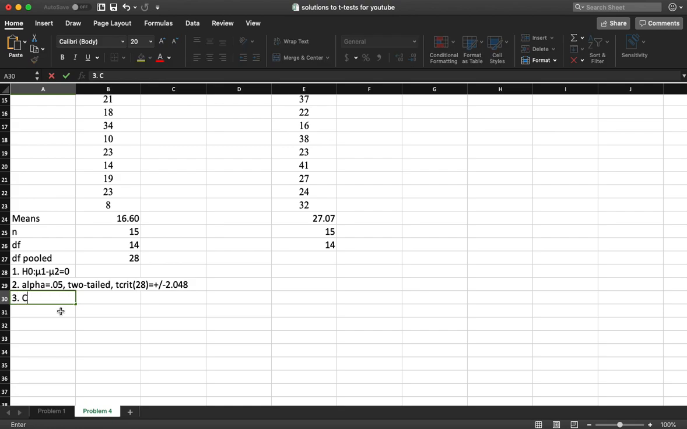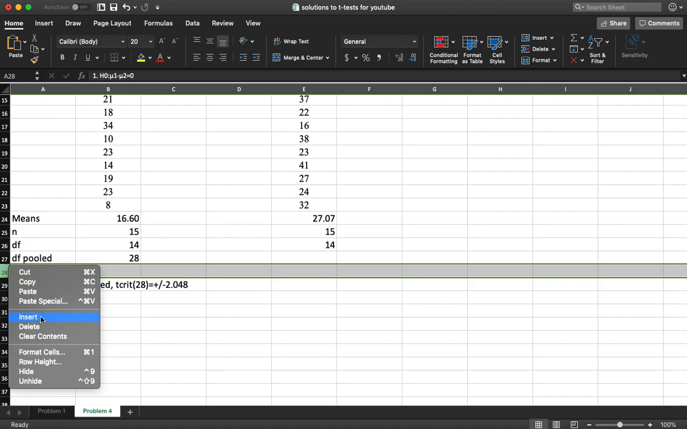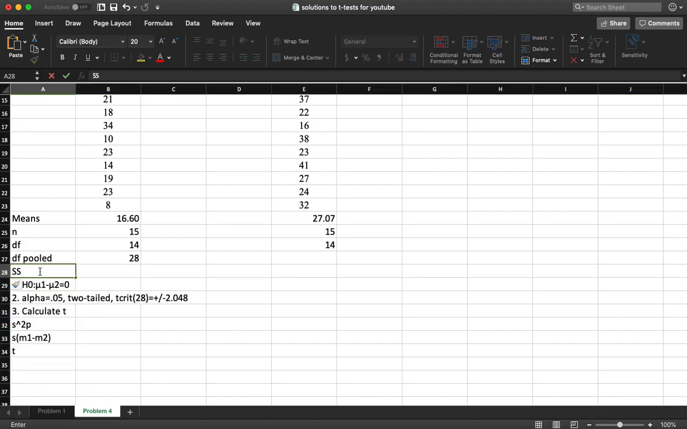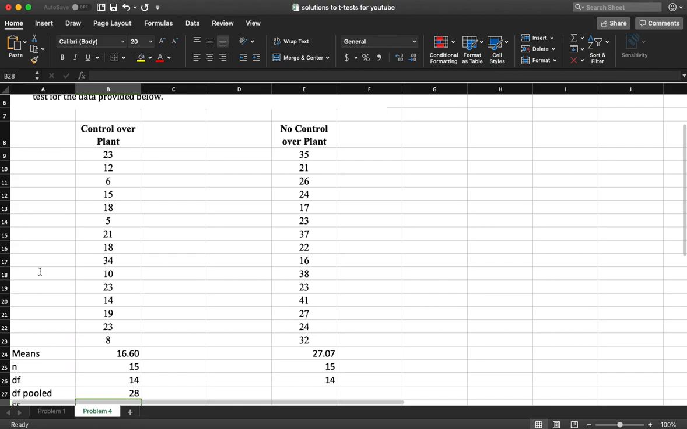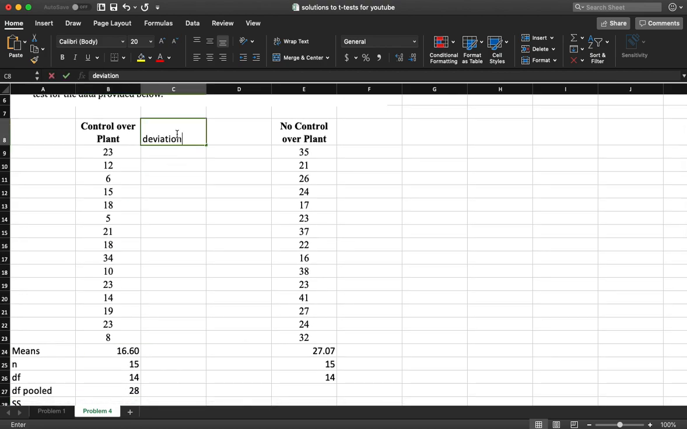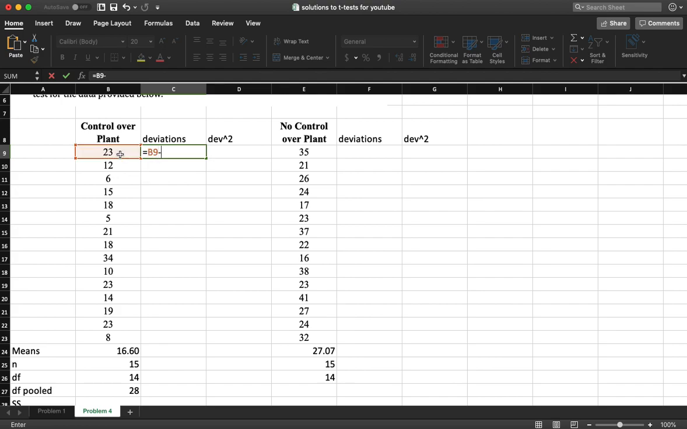We'll do step 3, which is calculate t, which means we're going to need the pooled variance. We're going to need the estimated standard error, the difference between these two sample means, and we'll need t. In order to get pooled variance, I'm actually going to make some room here so we can do sums of squares for each one. So we'll need to get the deviations, the squared deviations, for each one of these two groups.